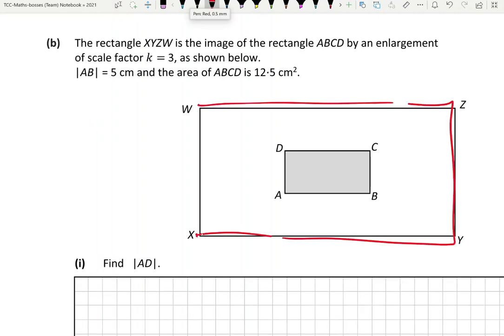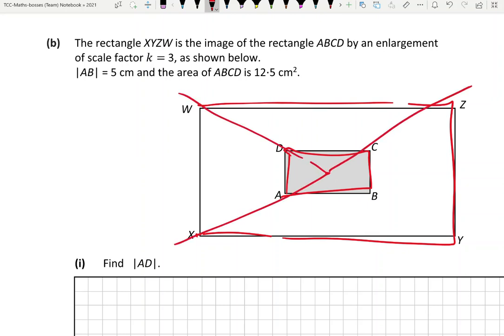Is the image of the rectangle ABCD, this triangle, in an enlargement of scale factor k equals 3 as shown below. So basically from the very center these rays come out and everything is multiplied out by 3 to become 3 times longer. Okay, so this from WX will be 3 of these. Let me tidy all that up now.